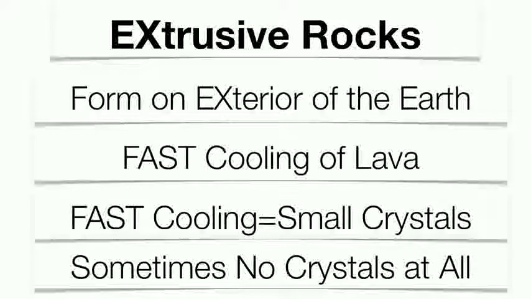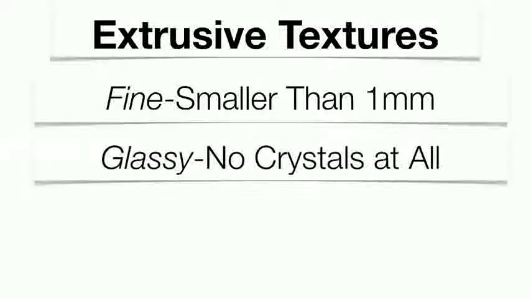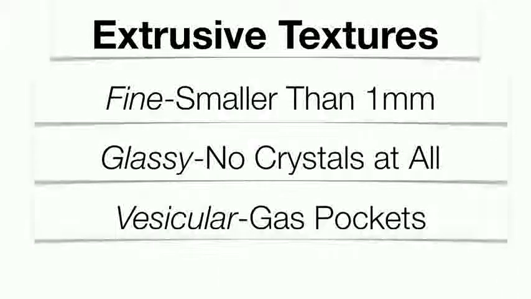Now you have three textures that you need to identify. Fine, which is smaller than a millimeter. Glassy, no crystals at all. And then vesicular just means you have trapped gas pockets within the rock. These rocks, you do need a magnifying glass to see the crystals.